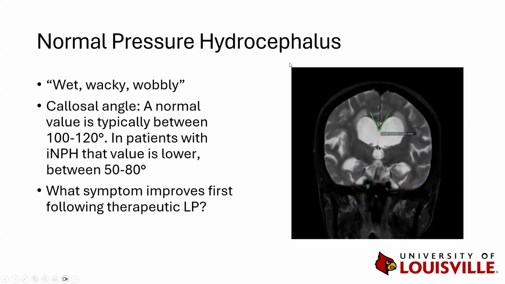All right, and everyone's favorite, normal pressure hydrocephalus. Again, the clinical triad, the wacky and wobbly. This would be diagnosed using the callosal angle, which is going to be more acute in patients due to the tenting of the ventricle, which can cause some of these cognitive changes. Anybody remember, maybe from a test they recently took, what symptom improves first following a therapeutic LP? Yeah, so the gait. Good job. So you guys got one question right. But yeah, that could be important to think about. And again, it's because of this tenting of the periventricular space.